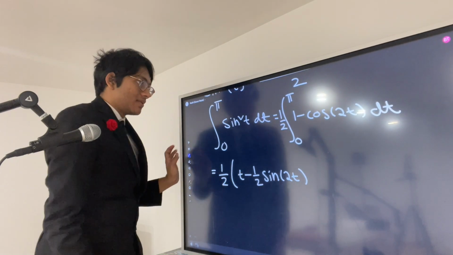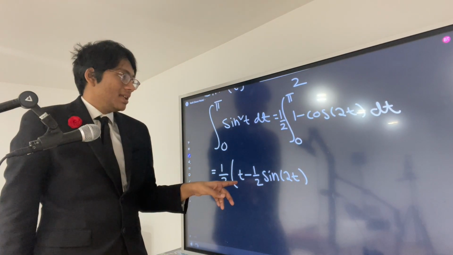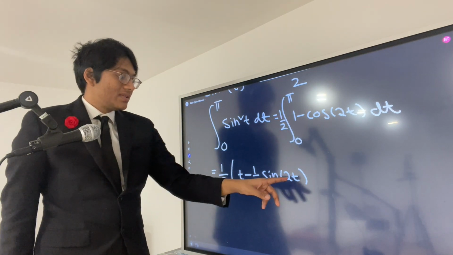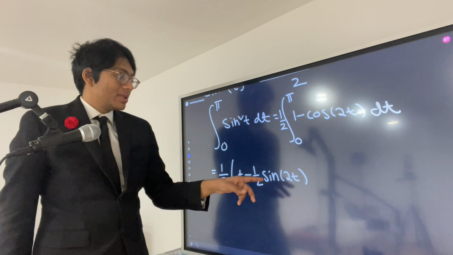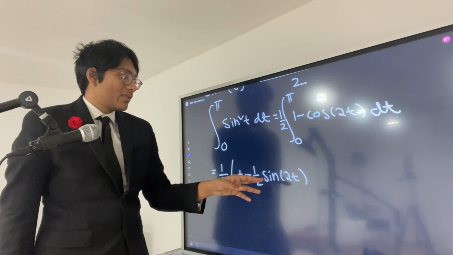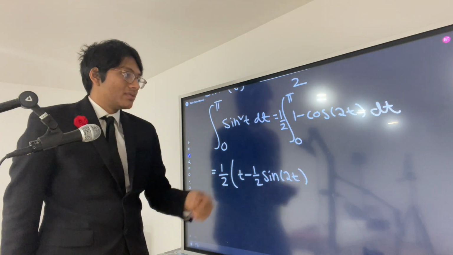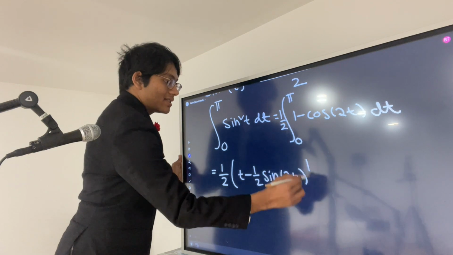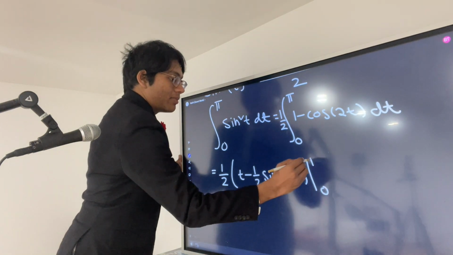Let's see if that's right. So I'll have t, that makes sense. And I have the derivative of sine of 2t over 2 is simply cosine of 2t times 2. The 2's cancel out, and so I'm left with cosine of 2t. That's looking good. And this is from t is 0 to pi.